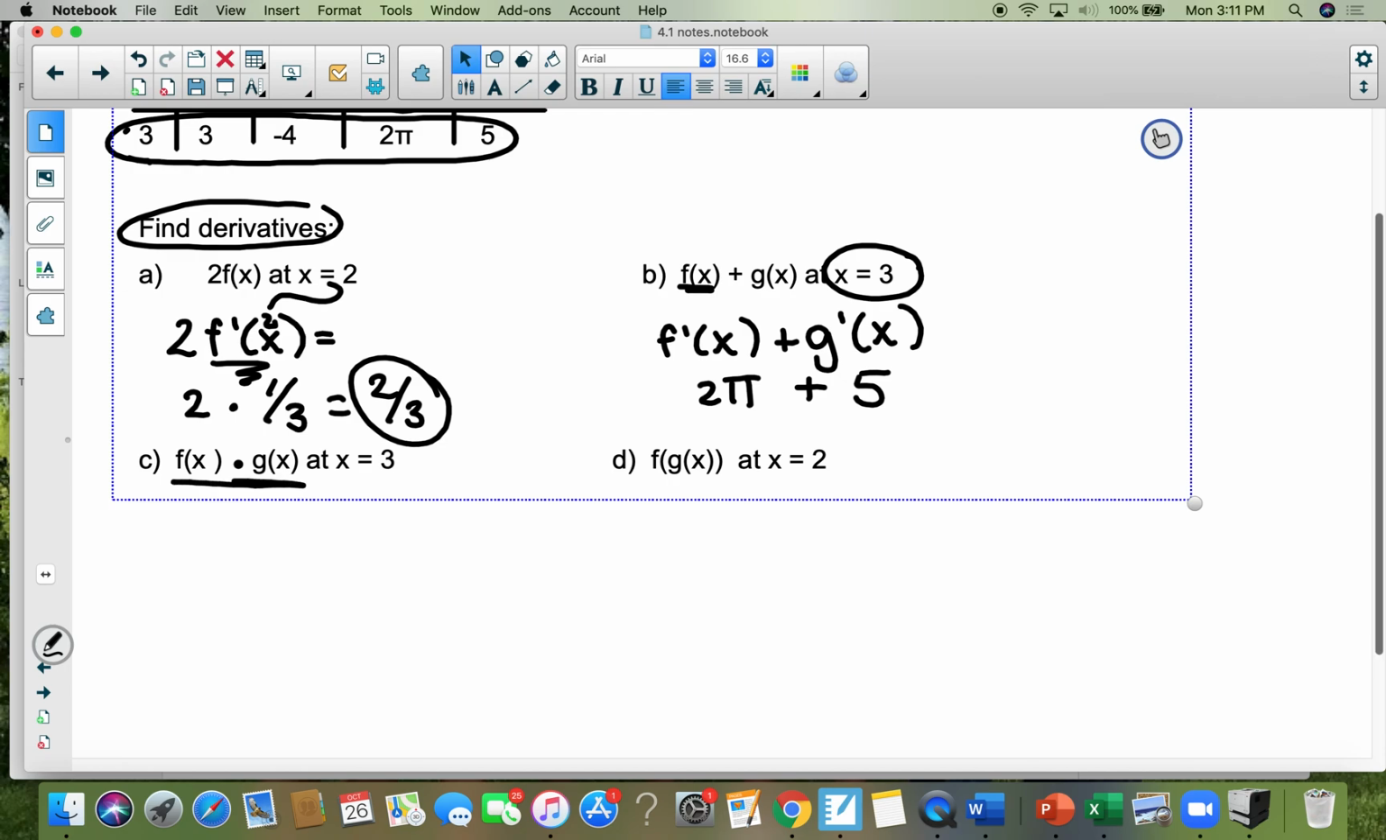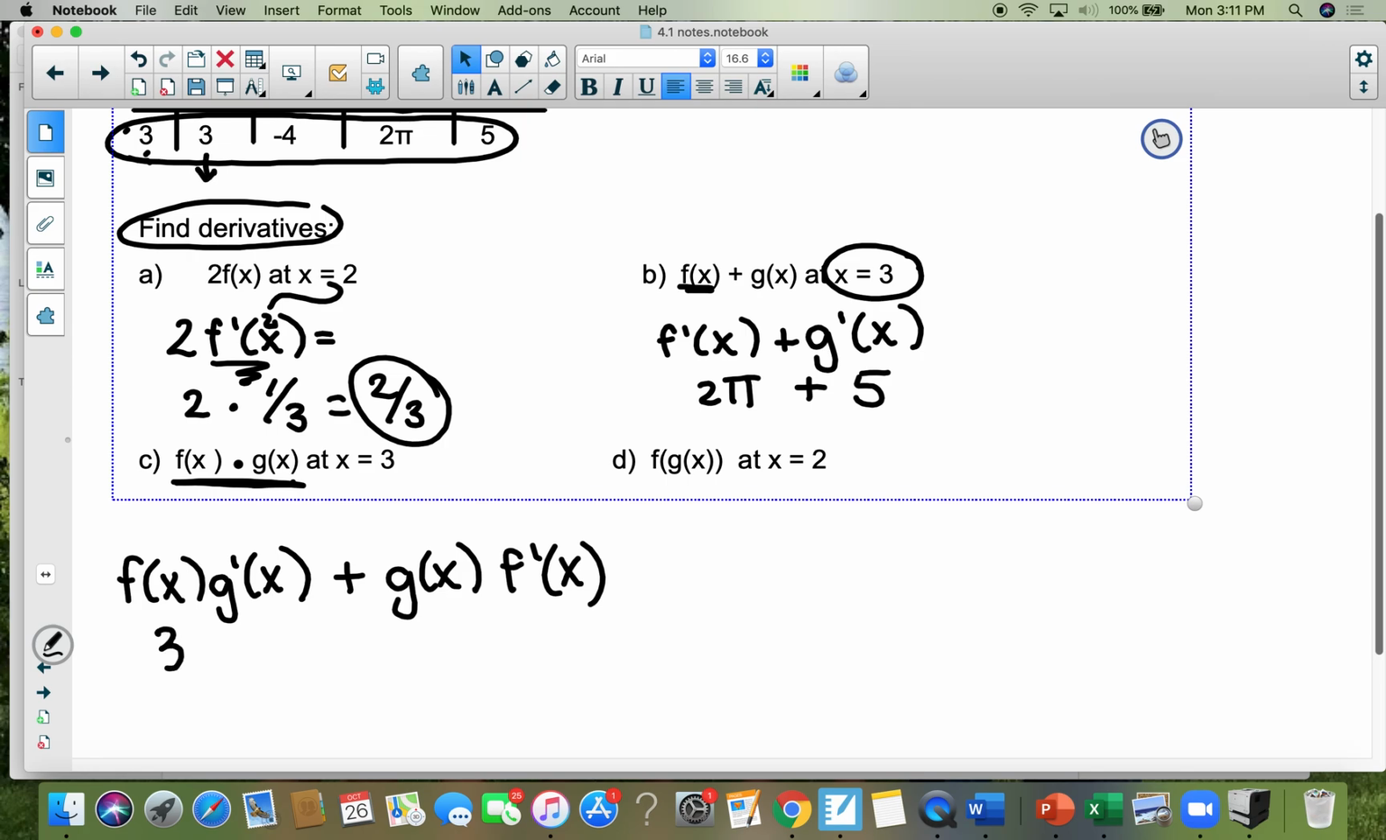You have to use the product rule. So you're going to do f of x times the derivative of g of x plus g of x times the derivative of f of x, and we're looking specifically at 3. So this is f of x, this is g of x, this is the slope of f of x, and this is the slope of g of x, which ends up being 15 minus 8 pi. You're going to have to know how to do this for the AP test.